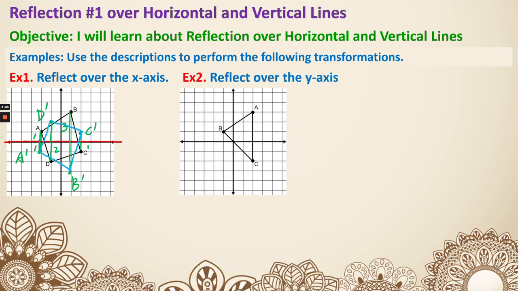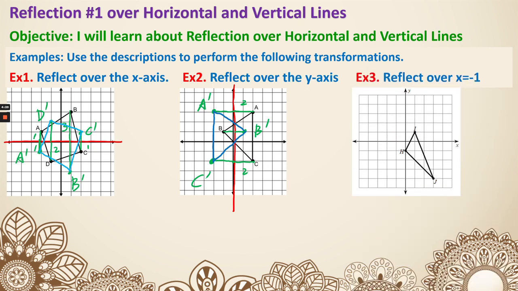Example 2, reflect over the y-axis. So my y-axis is right here. That's my line of reflection. I'm going to draw a line towards it. So from A, this is our helping line. That's 2 away. Extend it 2 more. That gives us our A prime. C, 2 away, extend. I got right here C prime. B is 1 away, extend. That gives us our B prime. Lastly, we just need to connect everything. A prime connect with B prime, connect with C prime, and C prime connect with A prime. If you look at these figures, you can tell they are reflections.